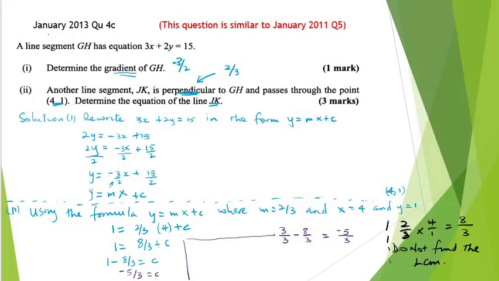So the equation of the line perpendicular to GH that passes through (4, 1) is y is equal to m, which is 2/3, times x, plus c, which is negative 5 on 3.